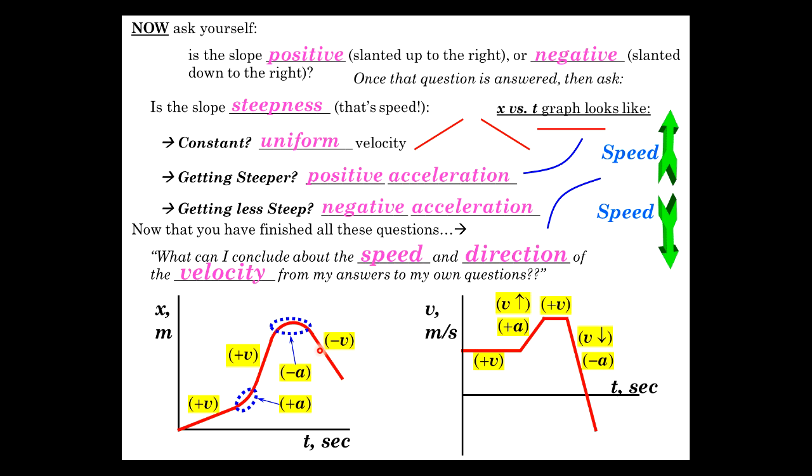And in the final segment, it's a straight line, uniform slope of negative value. And there it is. There's the negative value of the velocity. This is the value of the slope along this interval.